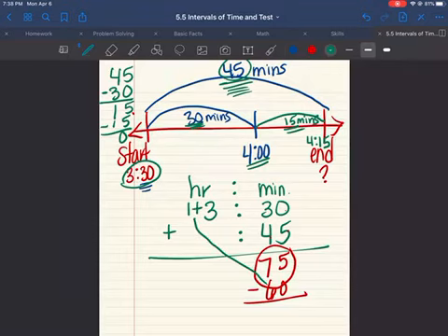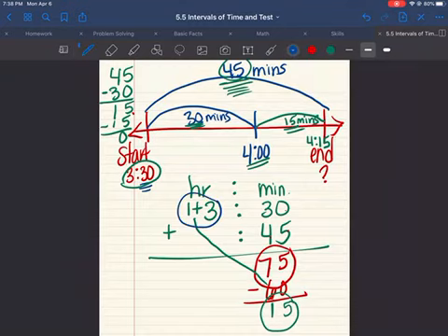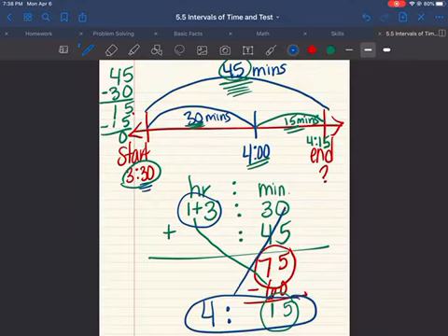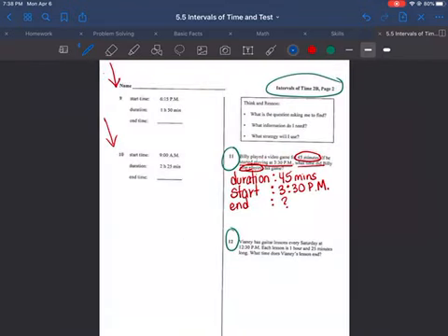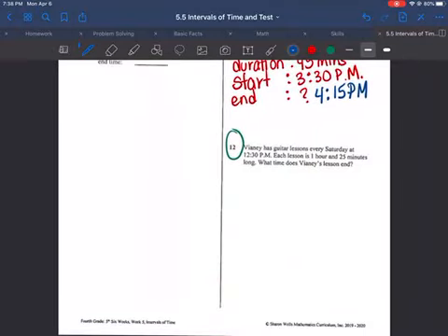But those 60 minutes, I'm going to add it to my hour. So 5 minus 0 is 5. 7 minus 6 is 1. So I'm left with 15 minutes. 3 hours plus 1 equals 4. So my total will be 4:15. Did we get the same answer? Yes, we did. So the end time was going to be 4:15 p.m.